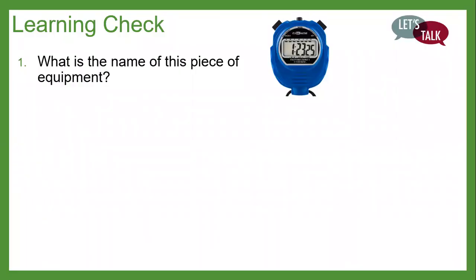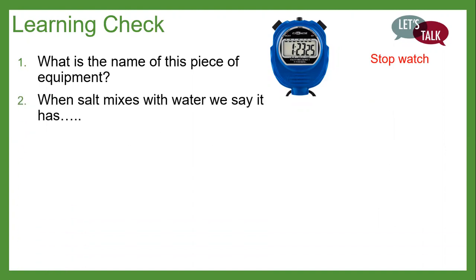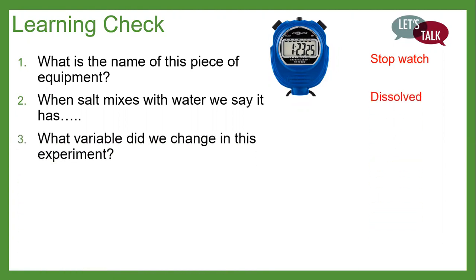Great work here, Year 5. Now we're going to pause here and do a learning check. What is the name of this piece of equipment? It is, of course, a stopwatch. When salt mixes with water, we say it has dissolved. Well done. What variable did we change in this experiment? And that was a substance. Well done if you said substance.